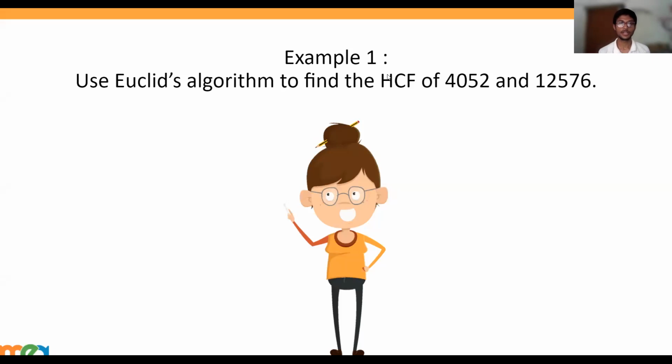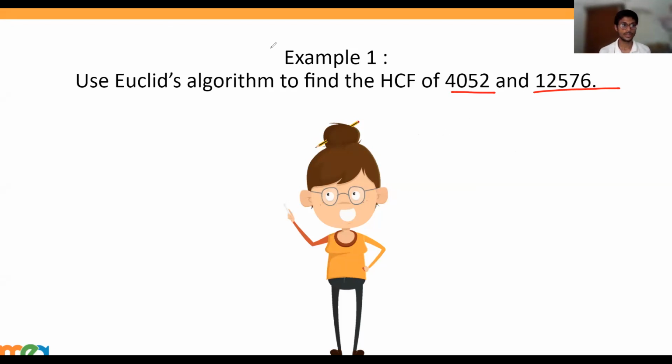In this video, we are going to see some examples of how to find the HCF using Euclid's division algorithm. So here two numbers are given. We have to find the HCF of them. The numbers are 4052 and 12,576.